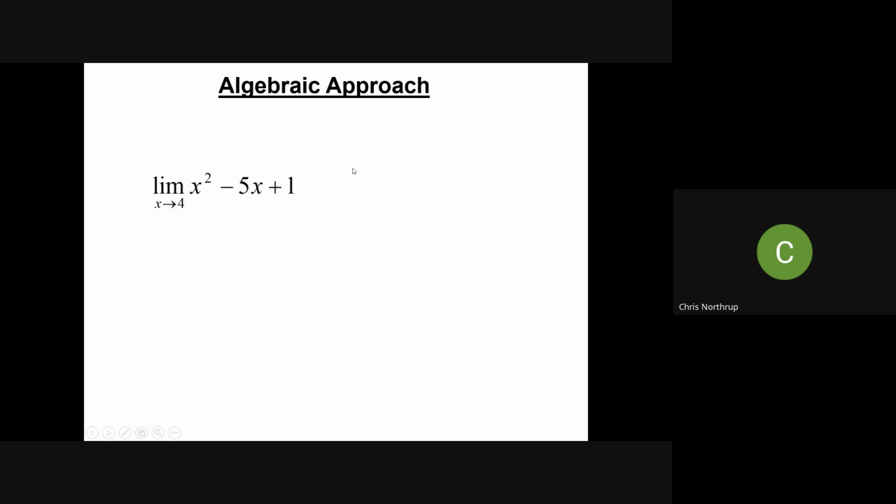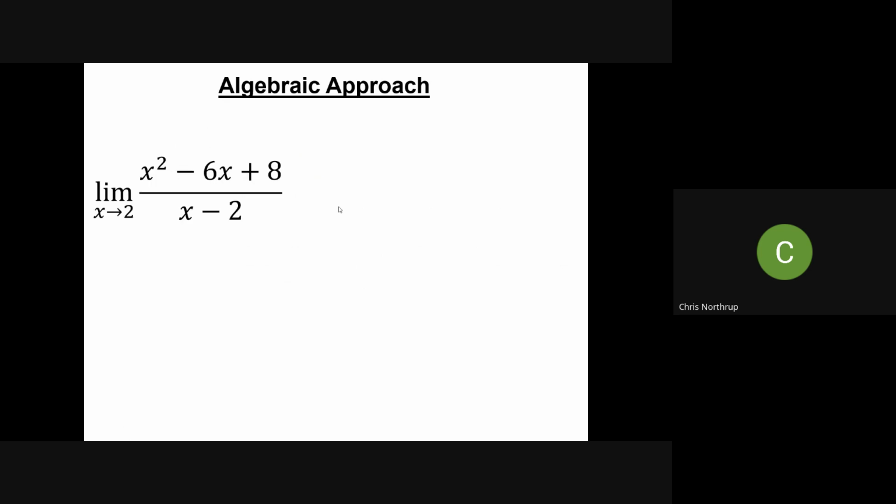Lastly, here's an algebraic example. As x goes to 4. Okay, well, as we said, the algebraic approach, we just plug in the x value. If we don't get an issue like dividing by 0 or square roots of negatives, whatever we end up with is going to be our limit. Well, let's see, 16 minus 20, -4 plus 1. I think that's -3. Okay, so that's not division by 0. I'm not taking square roots of a negative, so that will be my limit.